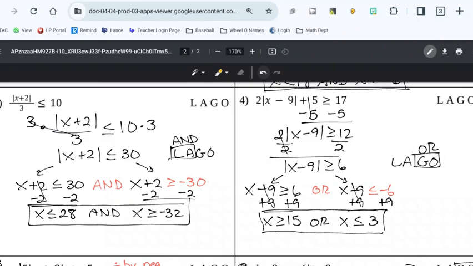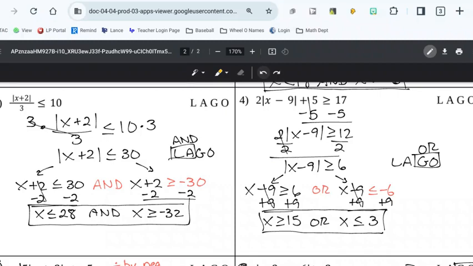All right, welcome back. Let's go ahead and take a look at 3. So in number 3, we need to get rid of that 3 in the denominator, so we multiply by 3 on both sides. No sign changing going on because it is a +3. We split, check logo. It is a less than or equal to symbol, so less than indicates an and problem. We go ahead and solve. Again, make sure you are flipping the sign and making your second number negative. And we should get x is less than or equal to 28 and x is greater than or equal to -32.